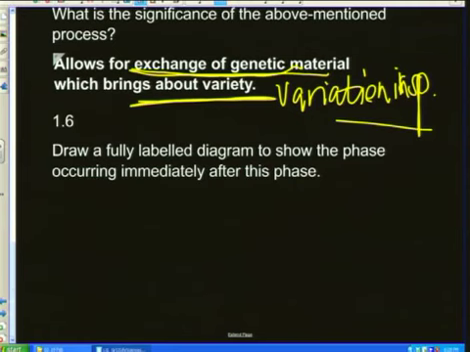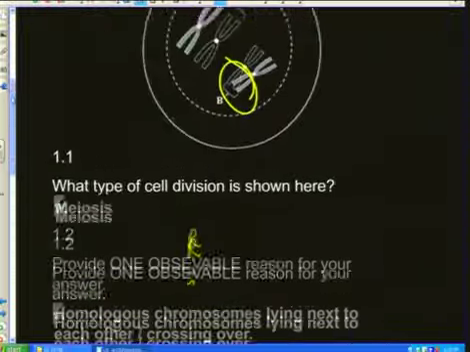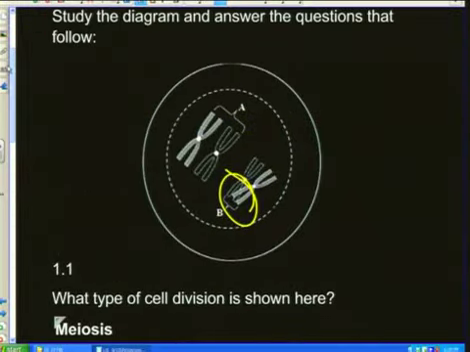Draw a fully labeled diagram to show the phase occurring immediately after this phase. So let's go next to this one here, then we know what we're talking about. For a start, what are we talking about? We are talking about metaphase 1.